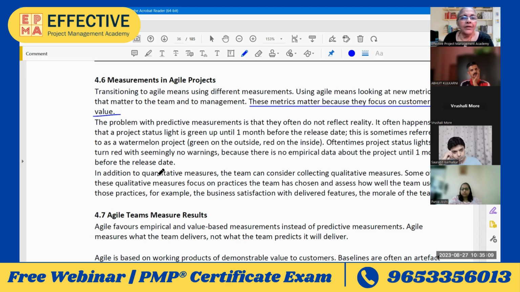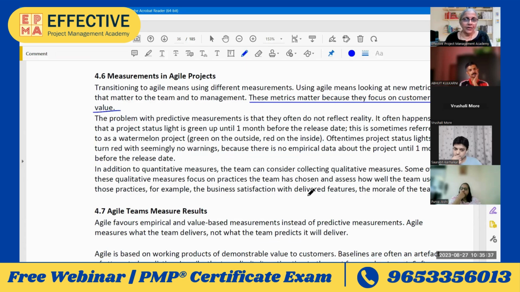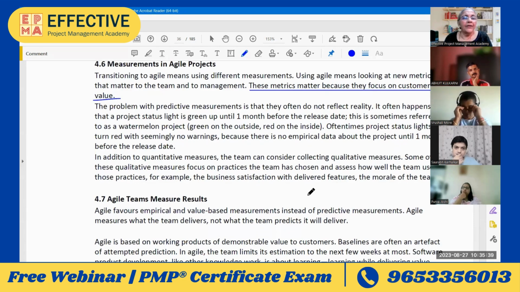It often happens that a project status light is green until 1 month before the release date. This is sometimes referred to as a watermelon project. Oftentimes, project status lights turn red with seemingly no warnings because there is no empirical data about the project until 1 month before the release date. Okay, I don't really agree 100%, but that's fine.